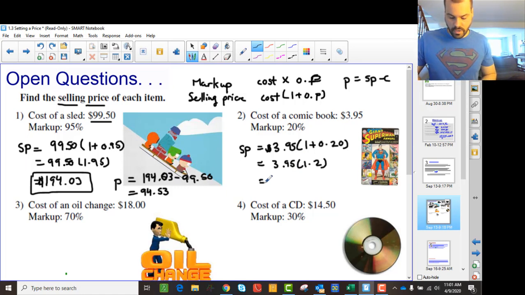And if I take 395 times it by 1.2, I get $4.74. So that's what I'm going to sell it for.